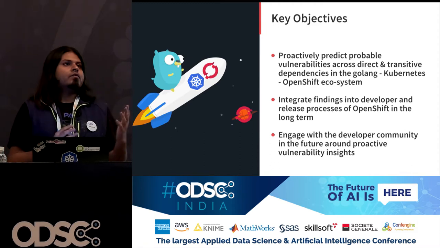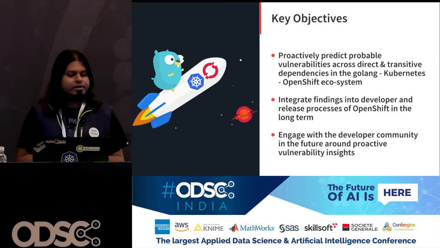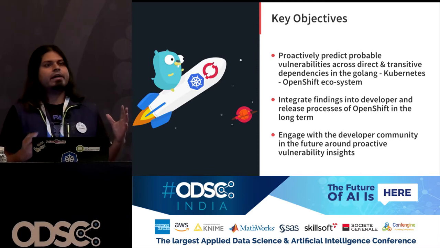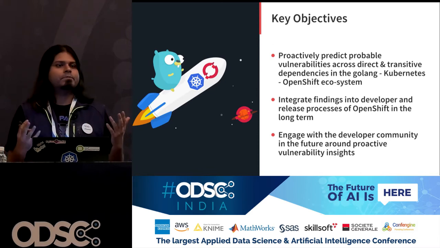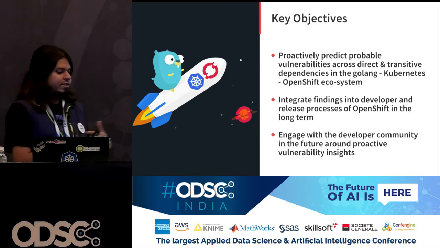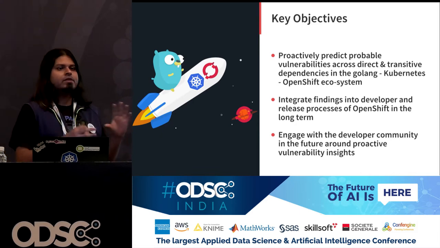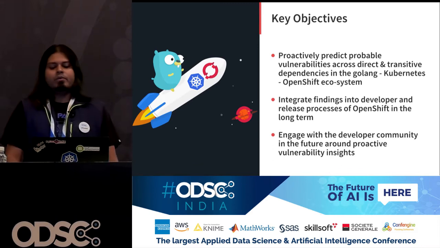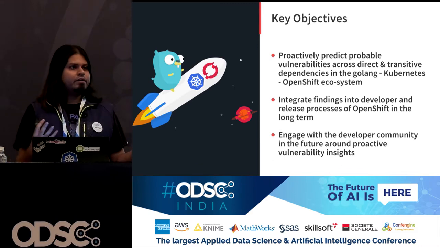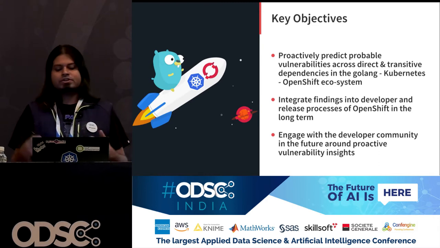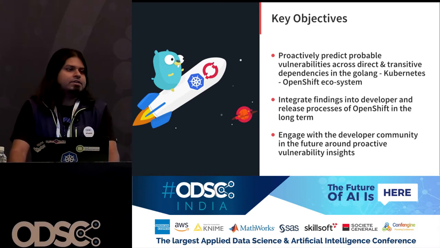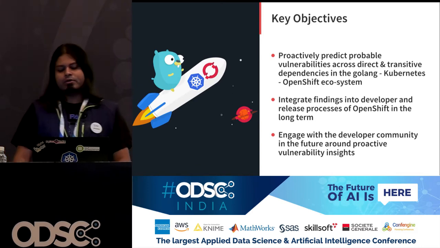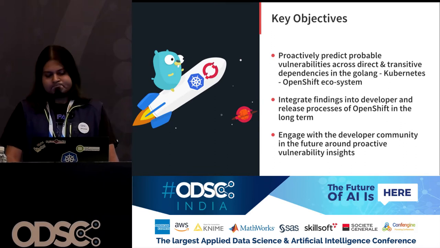And if you keep a pulse on the security news, you may have seen recently that almost a 4-month audit was done on the entire Kubernetes stack, and 34 vulnerabilities recently cropped up. All these days people are using this, and there were 34 serious vulnerabilities which could be exploited anytime. So that's the thing here. We want to find these vulnerabilities proactively, even before they are publicly disclosed, so that we can integrate these findings into the developer processes and potentially engage with the developer community out there to improve our models.